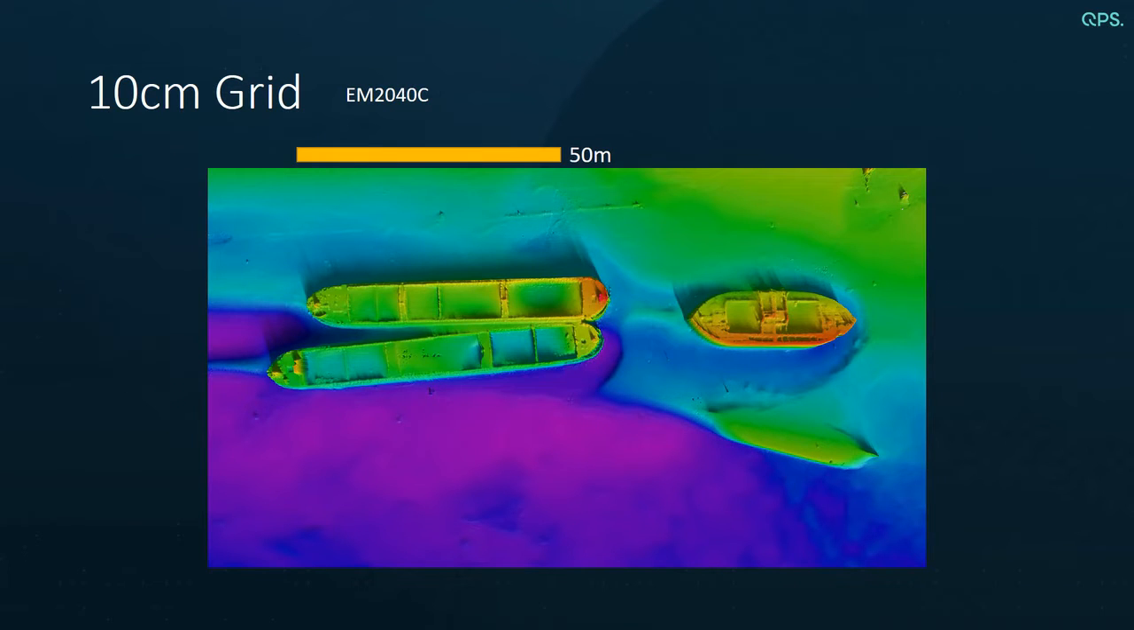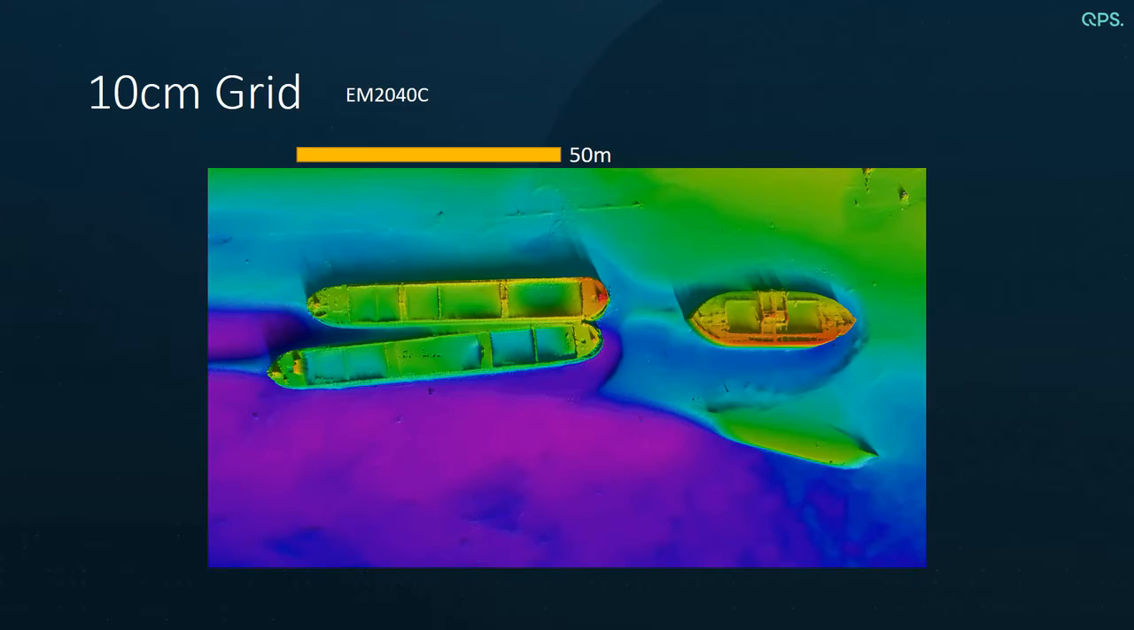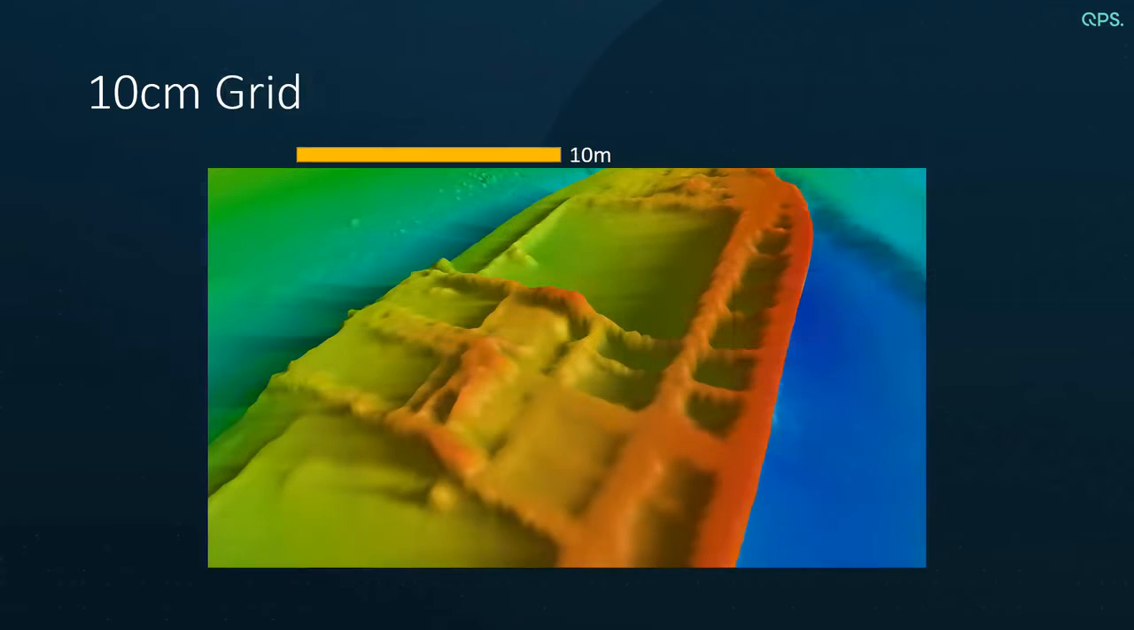Now, applying these concepts to a traditional multibeam survey, we can start with this 10 centimeter grid of a wreck. Comparing that to a 10 centimeter mesh, at this scale there's not a whole lot of difference as I move back and forth between the two, looking at the grid, and then looking at the mesh. However, there's some interesting structure on this particular wreck, which we can look at a little bit more closely.